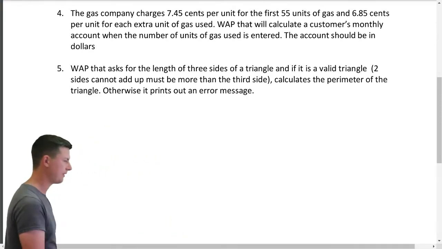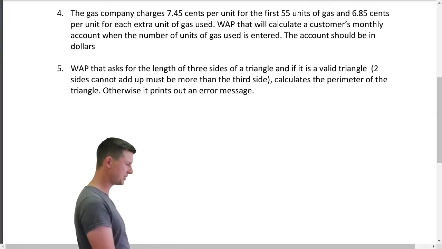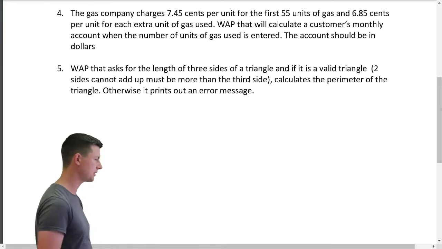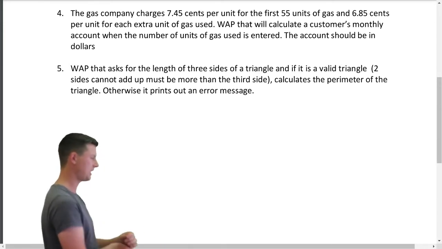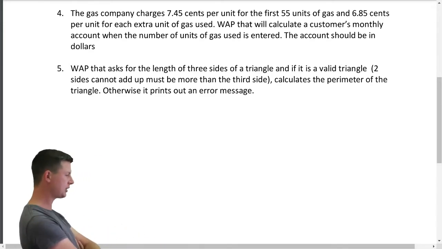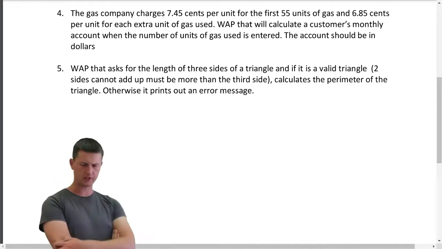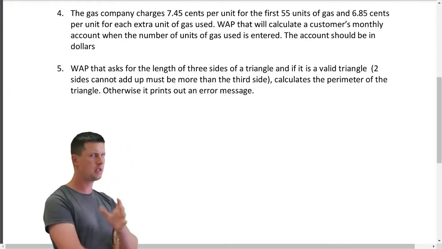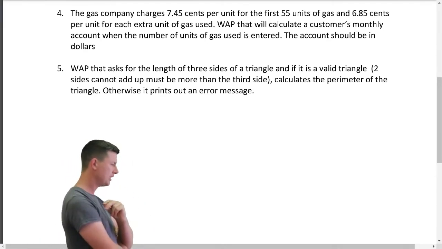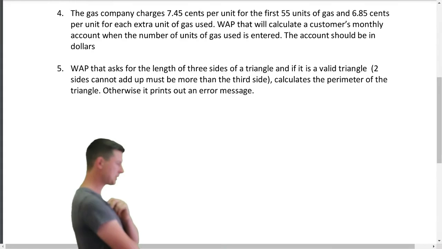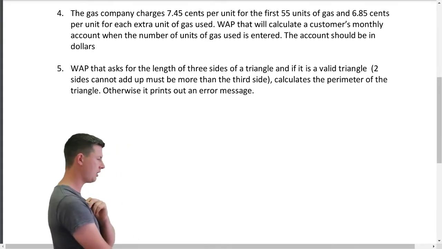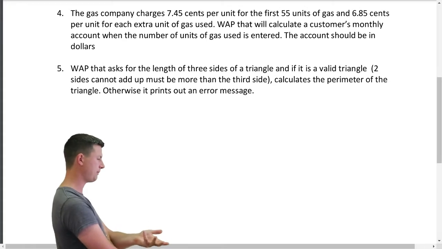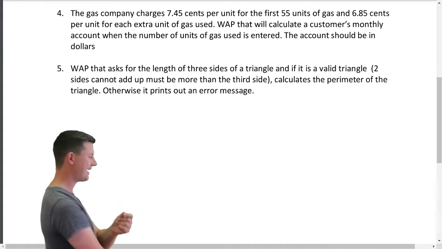Question 4. The gas company charges $7.45 per unit for the first 55 units of gas, then $6.85 per unit for each extra unit of gas used. Oh, this is looking really similar to question 1. So maybe this program is going to have the same sort of structure. Write a program that will calculate a customer's monthly account when the number of units of gas used is entered. The account should be in dollars.